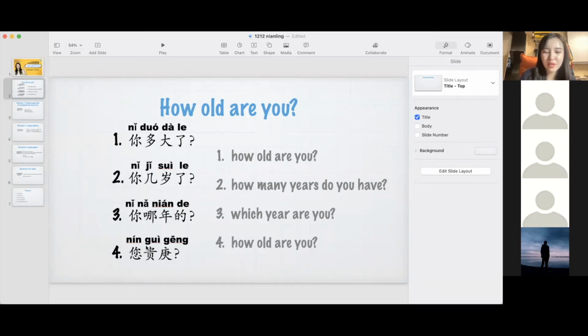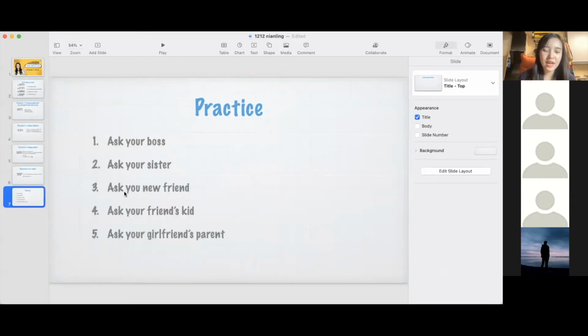And also you can use the third one, 你哪年的? But actually the third one, usually you ask a stranger because you're not close. But if it's your sister, your cousin, or your bestie, you guys are close enough. I know you won't forget their age, but just imagine them in the situation. First one, 你多大了? Correct. 你几岁了? Correct. Both fine.